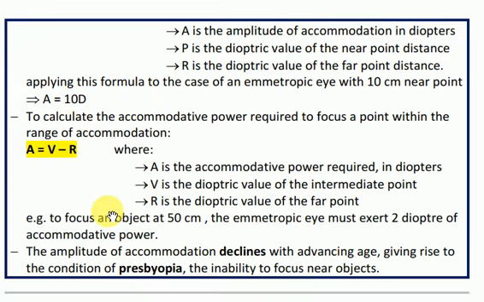Suppose we calculate at 50 centimeter. 50 centimeter is 0.5 meter. The reciprocal is 2 diopter, and putting 0 for R, 2 minus 0 is 2 diopter, to focus at 50 centimeter. To focus at 1 meter, the emmetropic eye must exert 1 diopter of accommodation power.